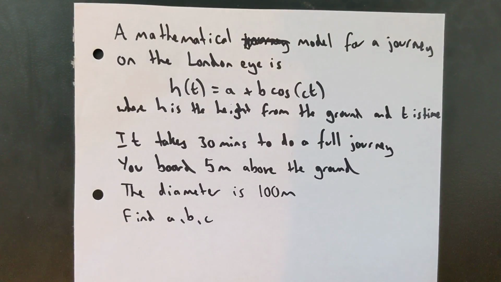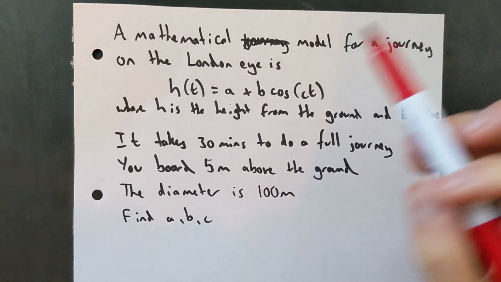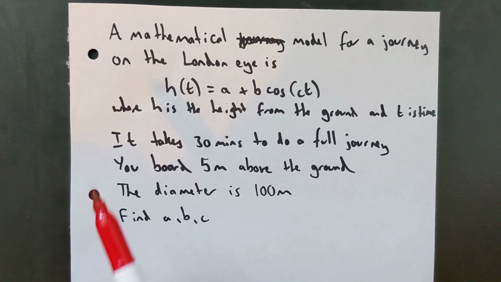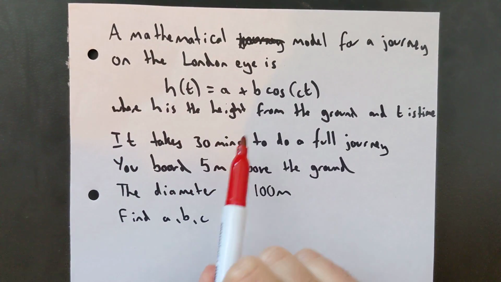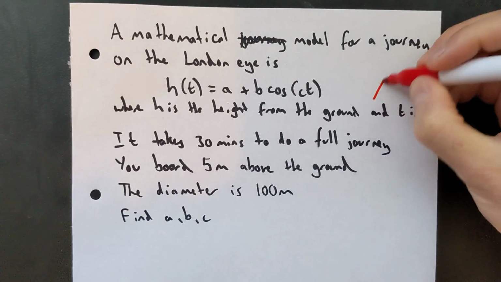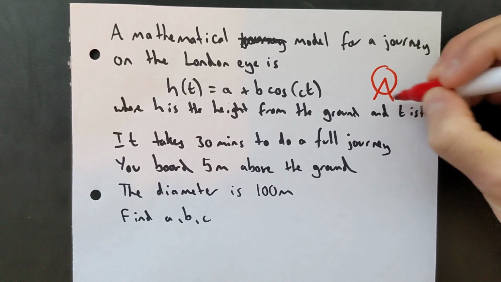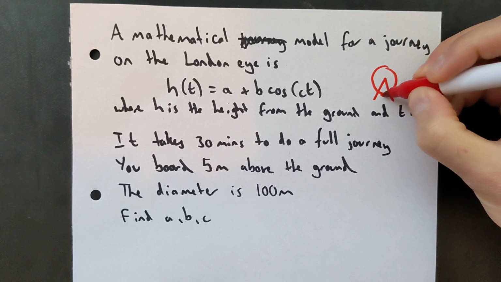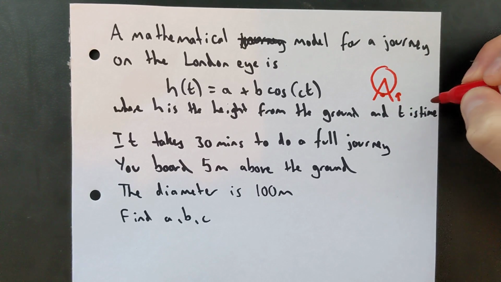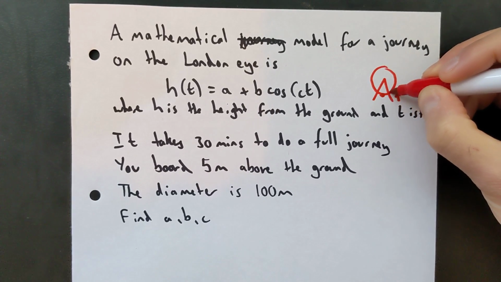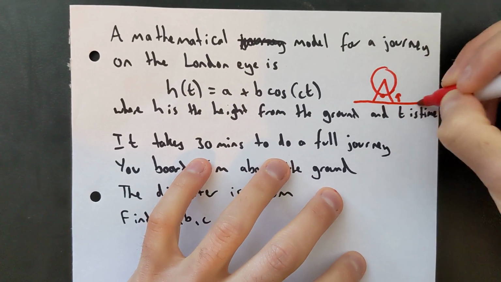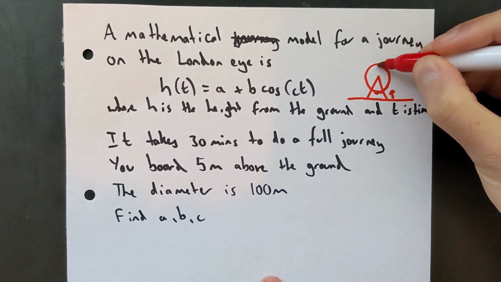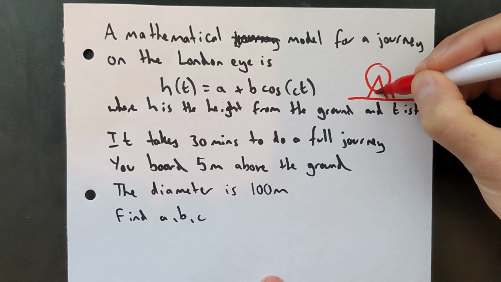So here, a mathematical model for a journey on the London Eye is h of t equals a plus b cos ct, where h is the height from the ground and t is time. So I've got the London Eye, which is just a Ferris wheel. You're going to go on it and go around, and we track the height that you are from the ground. So we're going to start off a little bit off the ground, then we track how far you are away from the ground. You go up, increasing your height, then you reach some sort of maximum height, and then you need to go back down again.